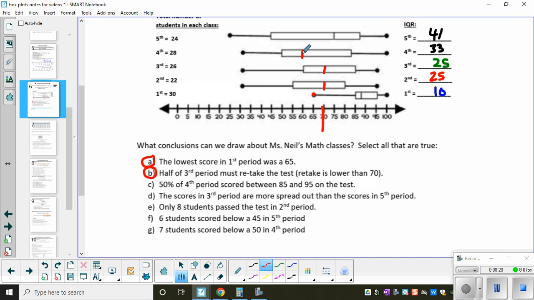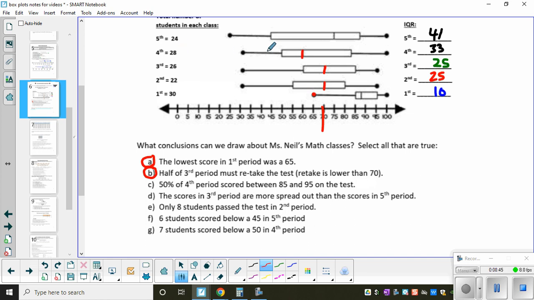Now this class, half of this class did worse than a 60 and half the class did better than a 60. The interesting thing about that is that the half that did better than this 60, we have no way of knowing what their scores were. So they could have had something like a 62 or a 65 and would need to retake. So with this class, we cannot really conclude anything about the retake situation.